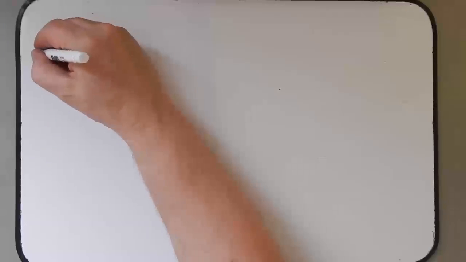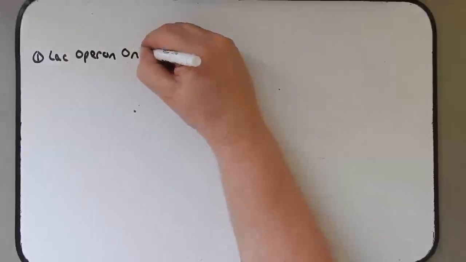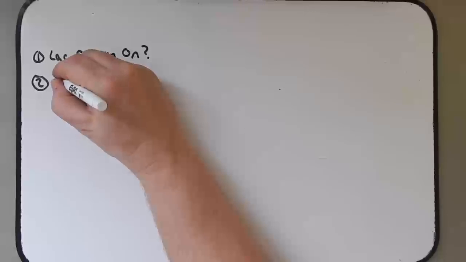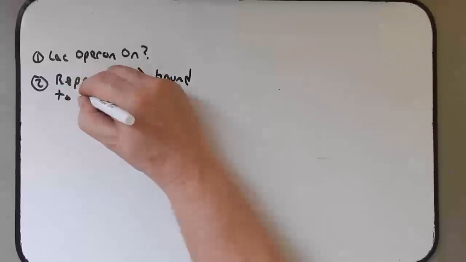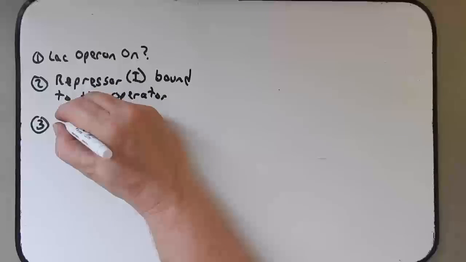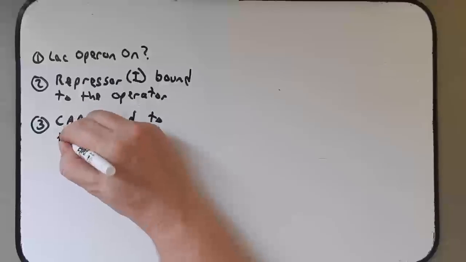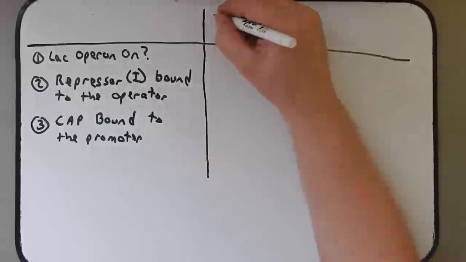As a review, I'm going to create a table here and then ask you to fill in the table. And if you can fill in the table, that should be a good test that you understand the lac operon. So over here, the question I'll ask is, is the lac operon on? The next question is, is the repressor, that is the I protein, bound to the operator? The next question is, is CAP bound to the promoter? And you should be able to answer each of these three questions under these growth conditions.